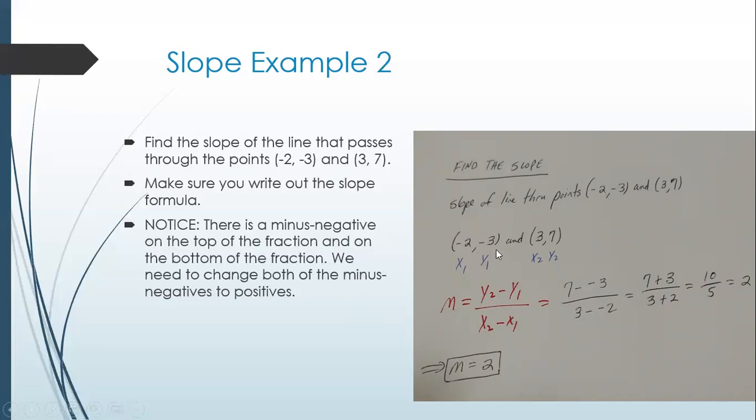Again, this negative came from that -2, that minus is there in the formula itself. So we maintain that. We don't replace it or change it out. We keep it in the formula itself. That minus negative becomes a plus. All right. And then we go across the top. So this minus negative becomes a plus. 7 plus 3 is 10. This minus negative becomes plus. 3 plus 2 is 5. 10 divided by 5 is 2.